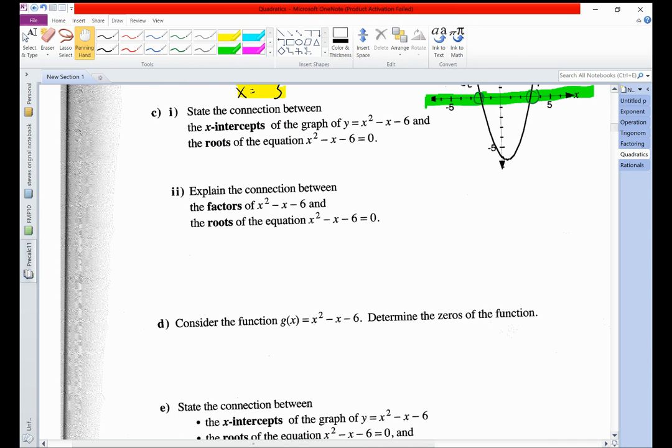Let's scroll up. Explain the connection between the factors and the roots. So we can say the values of x which make the factors 0 are the same as the roots.